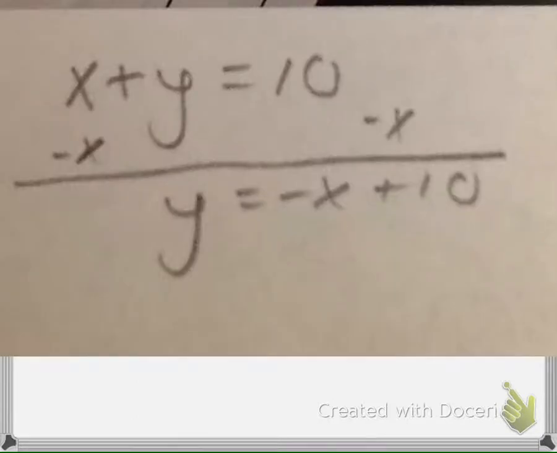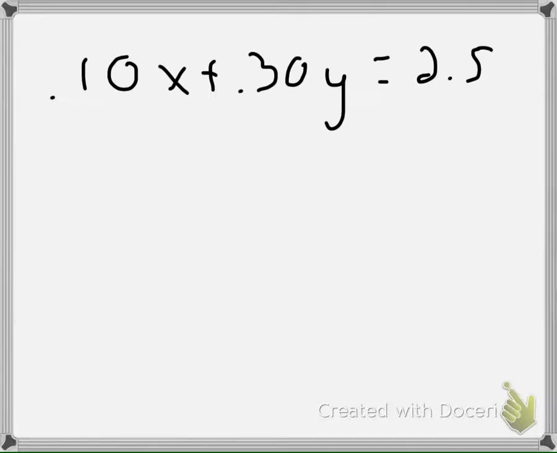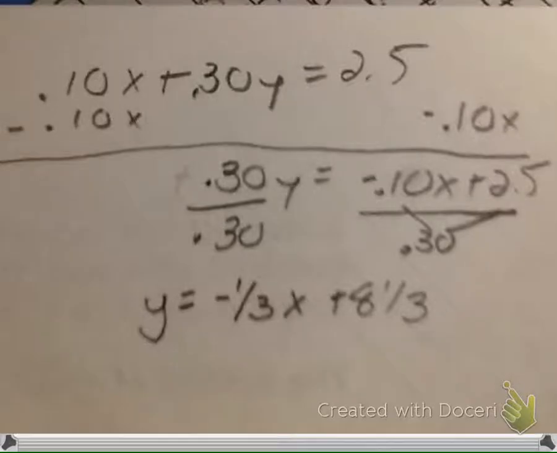Okay, so on the first one, I have to get the y by itself, so take x away here. Remember to offset it here. y equals negative x plus 10. On the second equation, you should have already done this by yourself. You're going to subtract the 0.10x on both of the sides. Don't forget to offset it. This cancels out, so you just have 0.30y equals 0.10x plus 2.5.